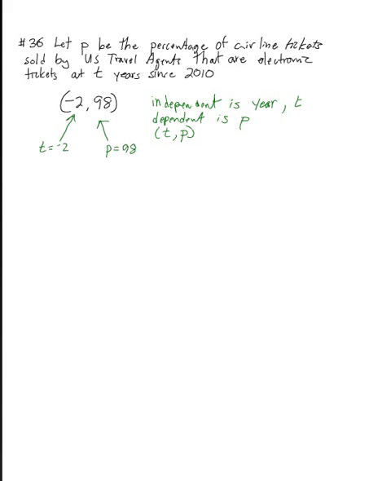So what does that mean? Well, T is the number of years since 2010. But they gave us T is -2. So in this case, negative just means before 2010. So what this tells me is in the year 2008, and P here, this is my percent, 98% of tickets were electronic. All right, so that's what that ordered pair tells me. The first number is the time, the second number is the percentage of tickets.